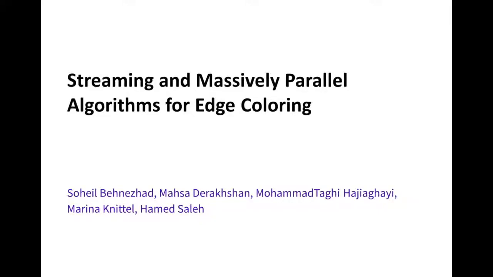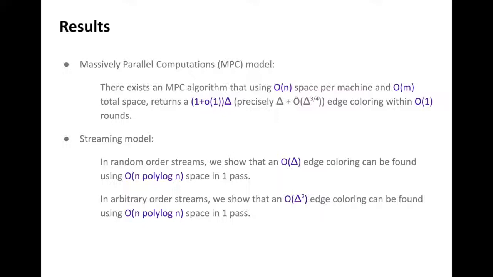Hello everyone, I'm going to talk about streaming and massively parallel algorithms for edge coloring. Our first result is an MPC algorithm that, using O(n) space per machine and O(m) total space, returns a (1 + o(1))Δ edge coloring within a constant number of rounds.